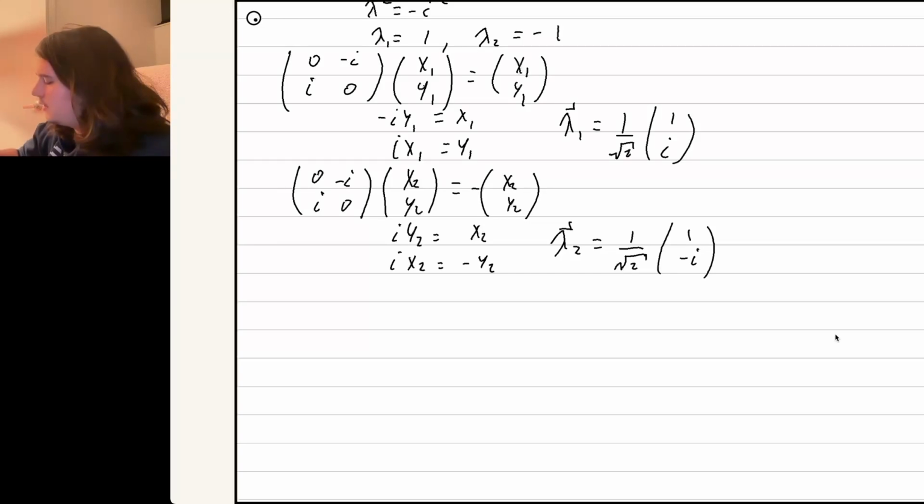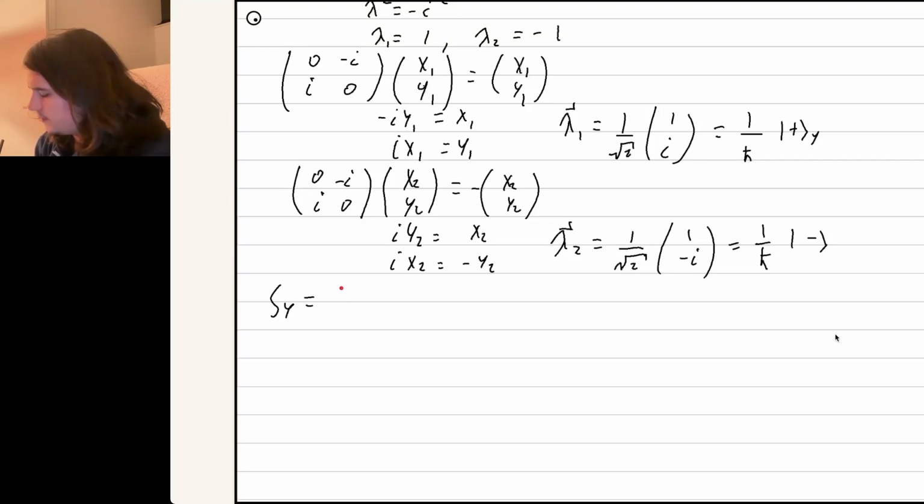You may recognize these as being equal to the up y basis vector and the down y basis vector, because after all, the Sy operator is just given by h bar over 2 times the Pauli y matrix, which is the assumption that we're going to make whenever we're solving for the probabilities that we're about to do.